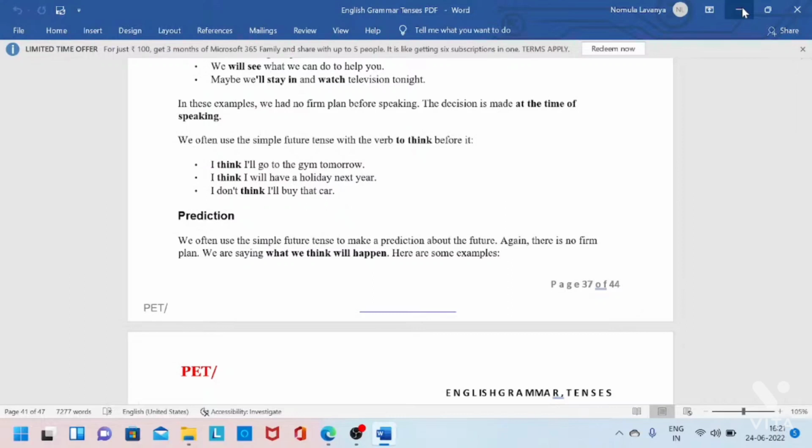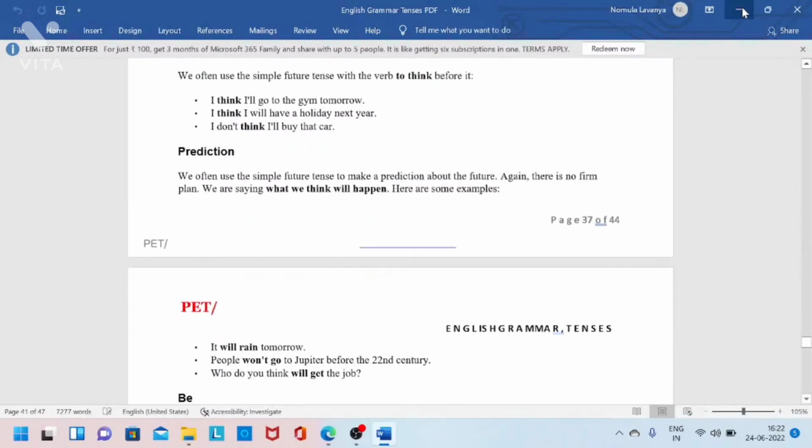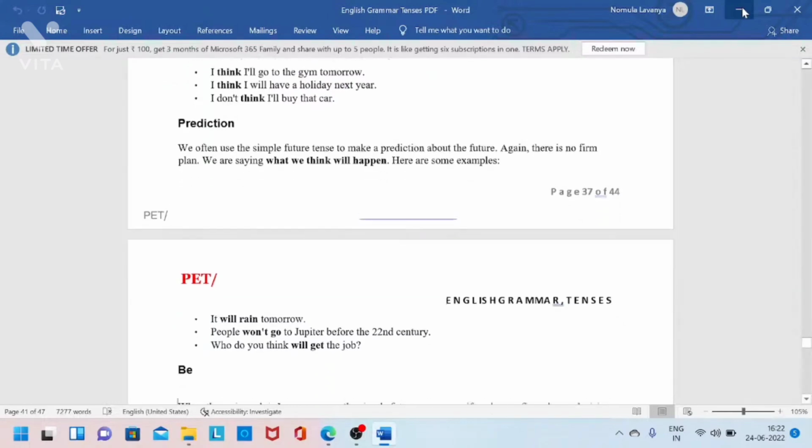We often use this simple future tense to make predictions about the future. Again there is no firm plan for this. For predictions we don't have any plan, but we say what we think will happen. So here are some. It will rain tomorrow, maybe or maybe not. It is a prediction, it might happen. There is no firm plan for it. People won't go to Jupiter before the 26th century. Why do you think we will get the job?